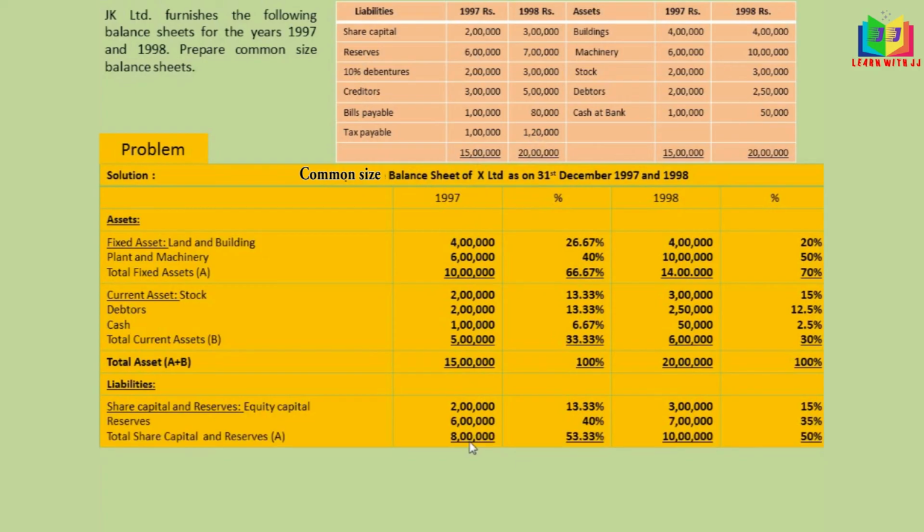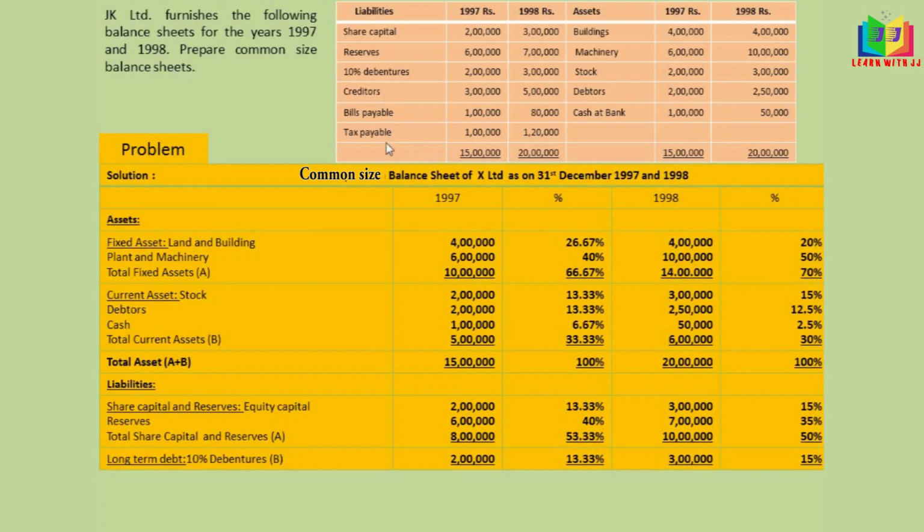Okay, now we have to total these reserves and share capital. We will get 8 lakh for the year 1997, and this divided by 15 lakh will get 53.33%. And similarly for the year 1998 we will get 10 lakh, and this divided by 20 lakh will get 50%. Okay, and now we have to do the long term debt, that is, we have 10% debentures. It's 2 lakh and 3 lakh. So 2 lakh divided by 15 lakh will get 13.33%, and 3 lakh divided by 20 lakh will get 15%. Okay, and we finished long term debt.